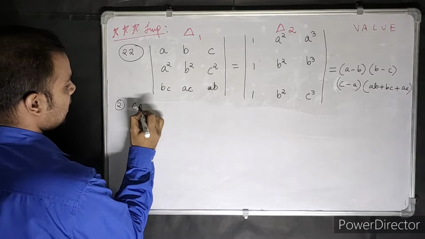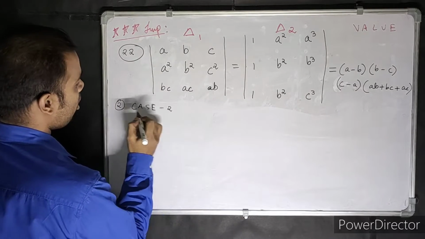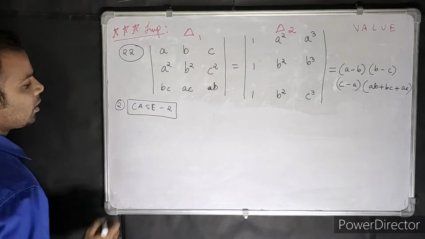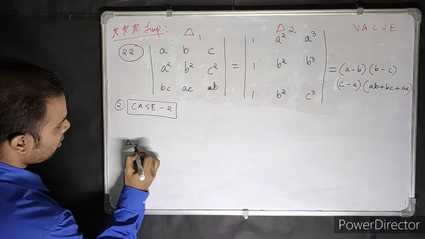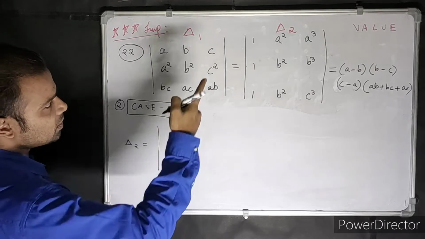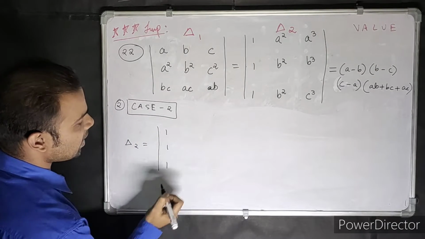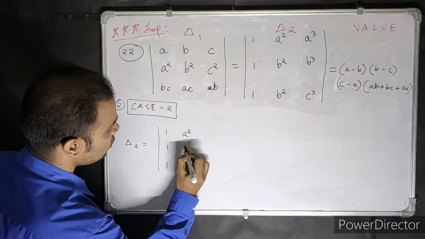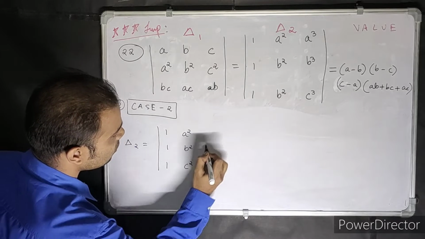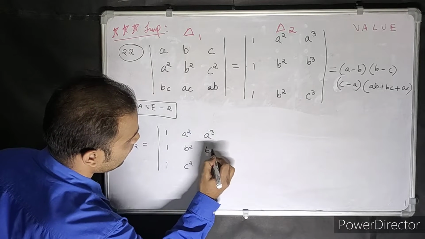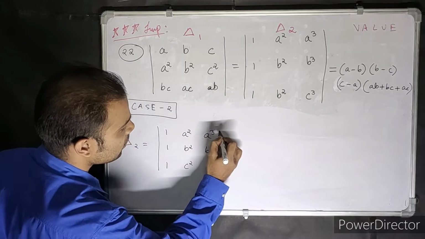Write 2 and write case 2. Now case 2 is going to be a little long because we'll have to expand and all that. So please watch nicely and understand. So the first, let's write the determinant, that is 1, 1, 1, then a square, b square, c square, this is a cube, this is b cube and this is c cube.